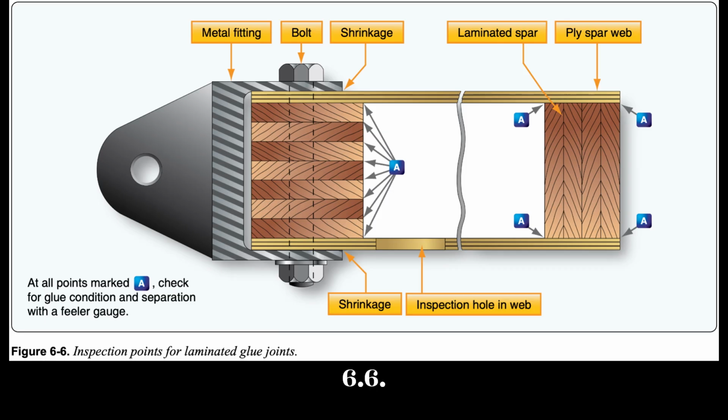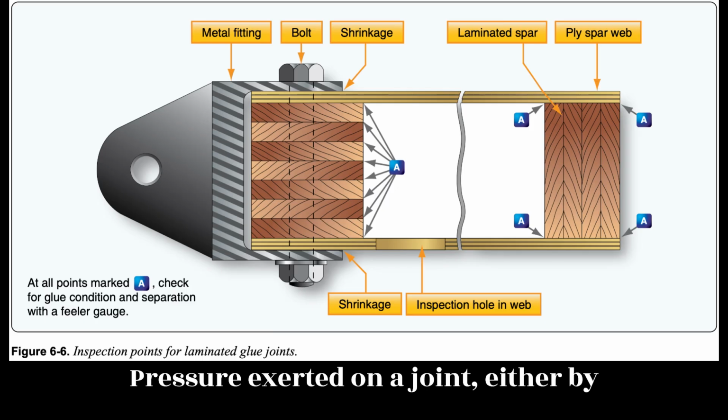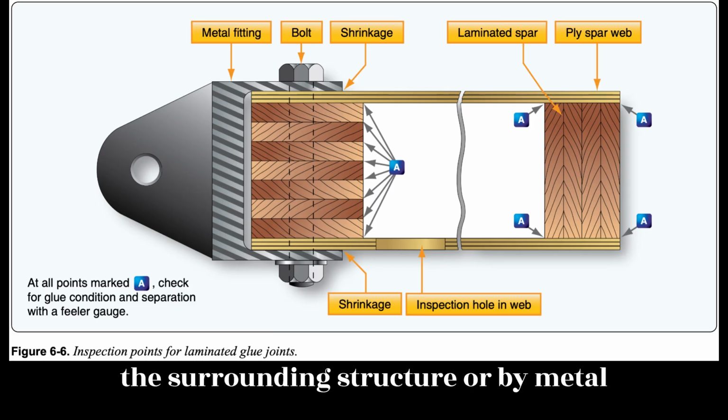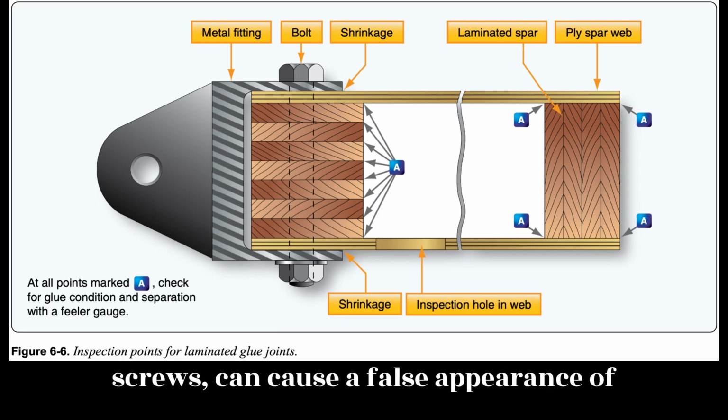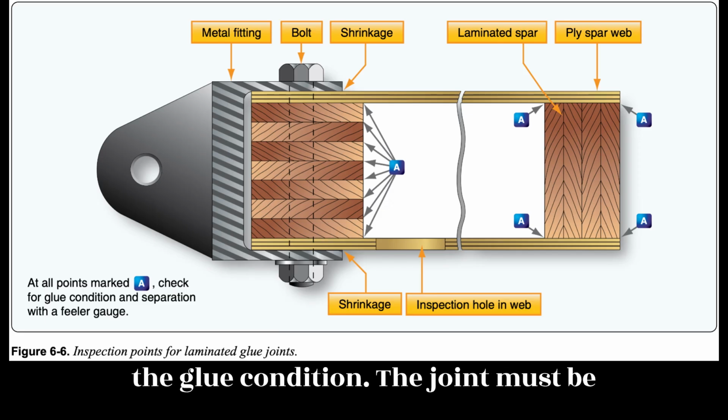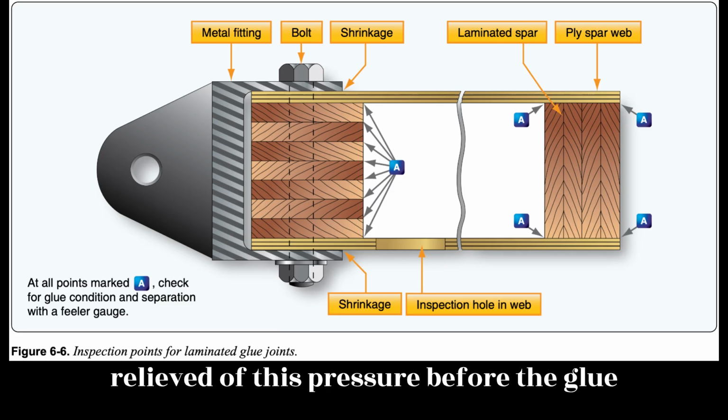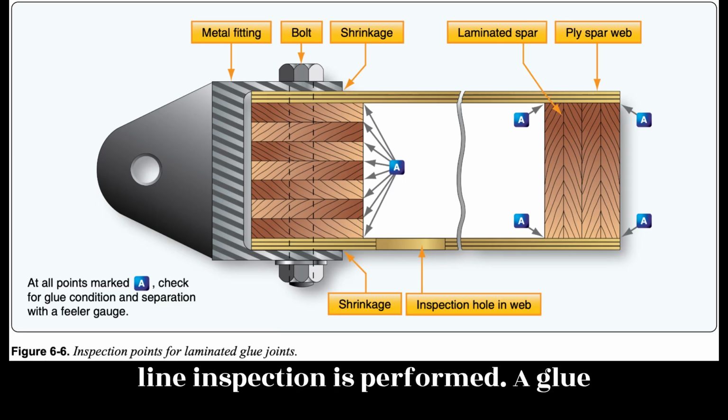Figure 6.6. Pressure exerted on a joint either by the surrounding structure or by metal attachment devices, such as bolts or screws, can cause a false appearance of the glue condition. The joint must be relieved of this pressure before the glue line inspection is performed.